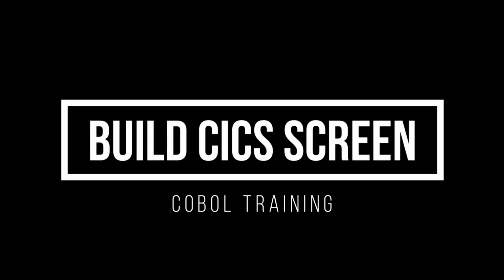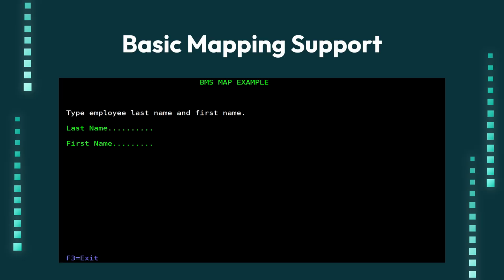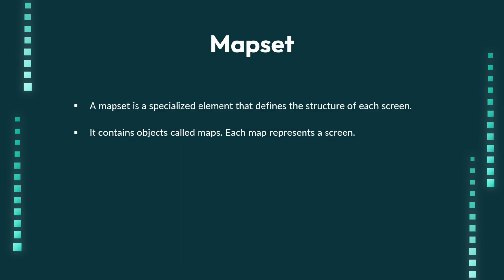In this video, we will see how to create screens in CICS using BMS. BMS stands for Basic Mapping Support. It's a crucial element for defining the layout of screens used by a CICS program. It allows us to create a special object called a mapset. A mapset is a specialized element that defines the structure of each screen.